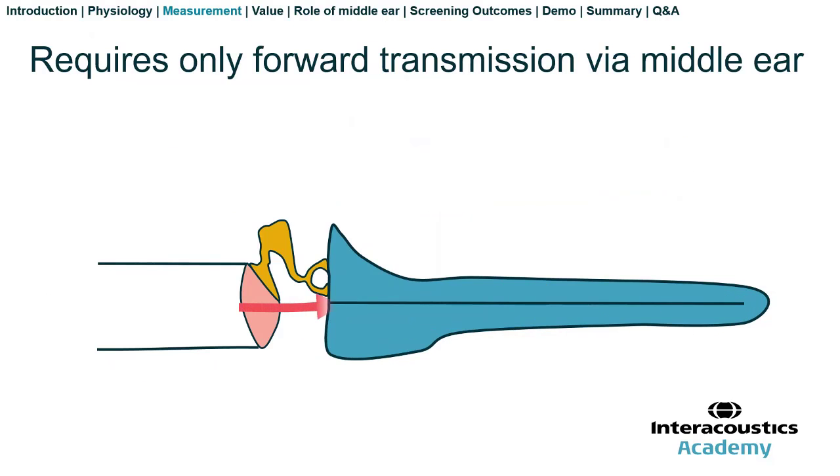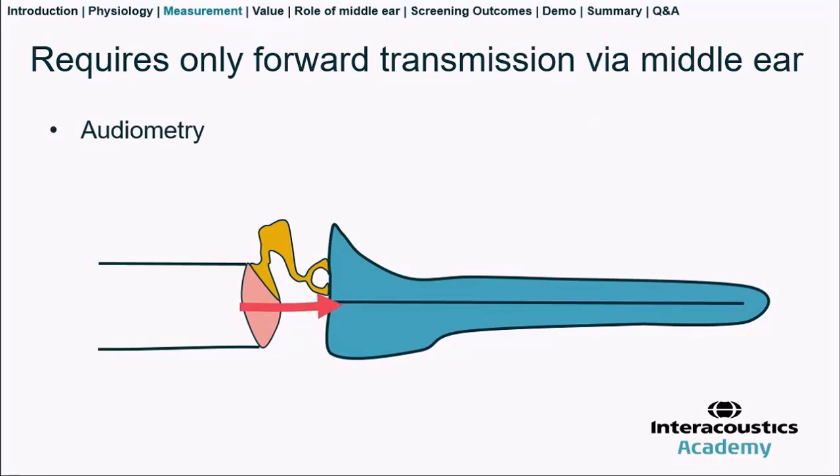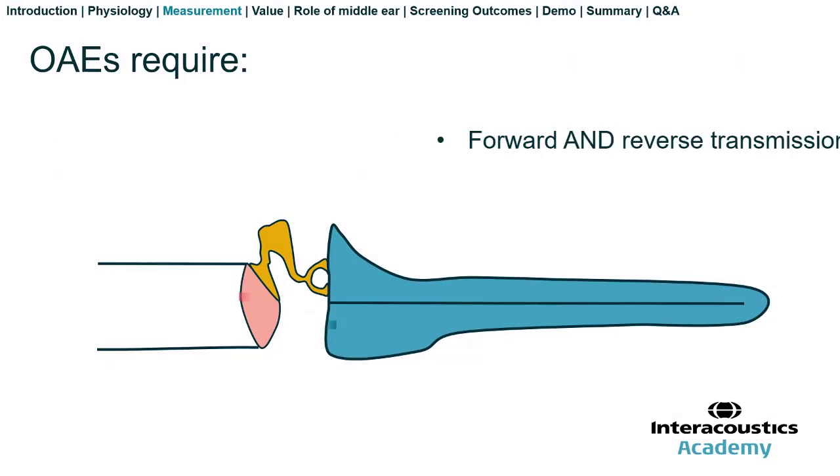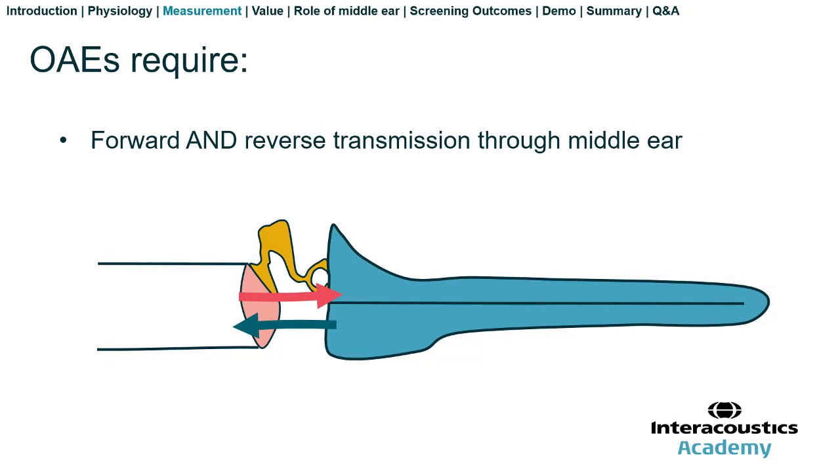Sound conduction via the middle ear is important for most tests of sensory neural function, including audiometry and auditory evoked responses. These types of measurements only depend on forward transmission via the middle ear for a response. However, the measurement of OAEs depends on both forward and reverse transmission via the middle ear. So one could say that OAEs depend more heavily on the integrity of the middle ear relative to the aforementioned tests.